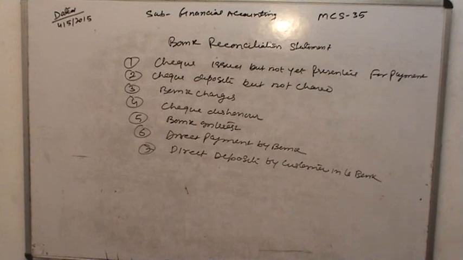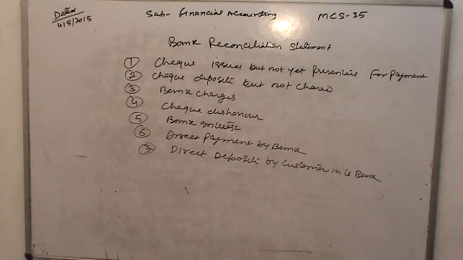Then check dishonor. Sometimes we deposit the check into the bank and add it on the receipt side, but the bank does not clear it due to some specific reasons. That is called check dishonor, and the balance of passbook is then less than that of the cash book. Another is bank interest. The bank also credits the interest directly into the passbook, and the organization has no information regarding it. Therefore, the balance of cash book is less than the balance of passbook.